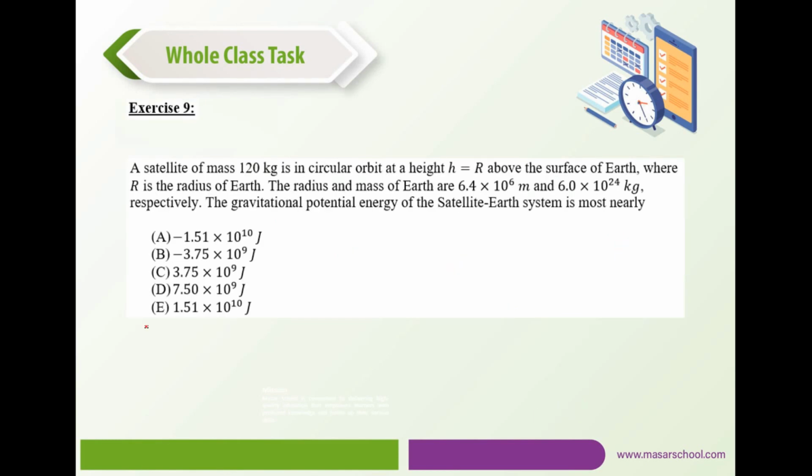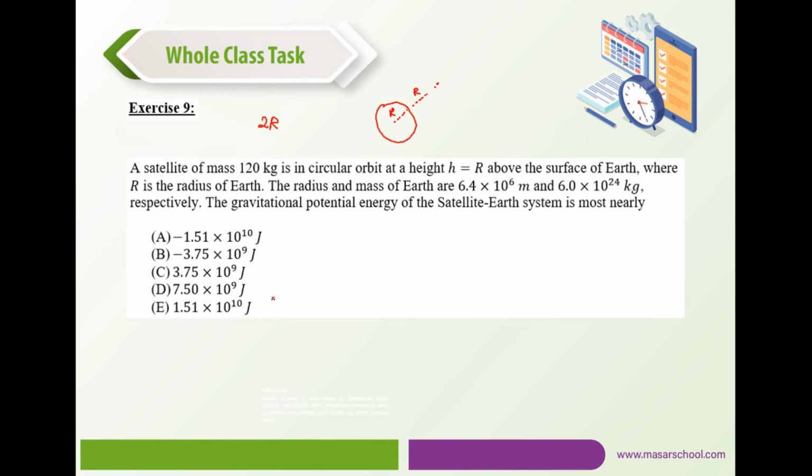Now exercise 9. A satellite of mass 120 kg is in circular orbit at a height h equal to R above the surface of Earth. So basically this is Earth, and this is the satellite. It is orbiting the Earth at a height which is the radius. Then basically this is the radius of Earth, and the satellite has been placed at an orbit equal to the radius. Then the distance between the center of mass of the Earth and the satellite is given by double the radius of Earth.